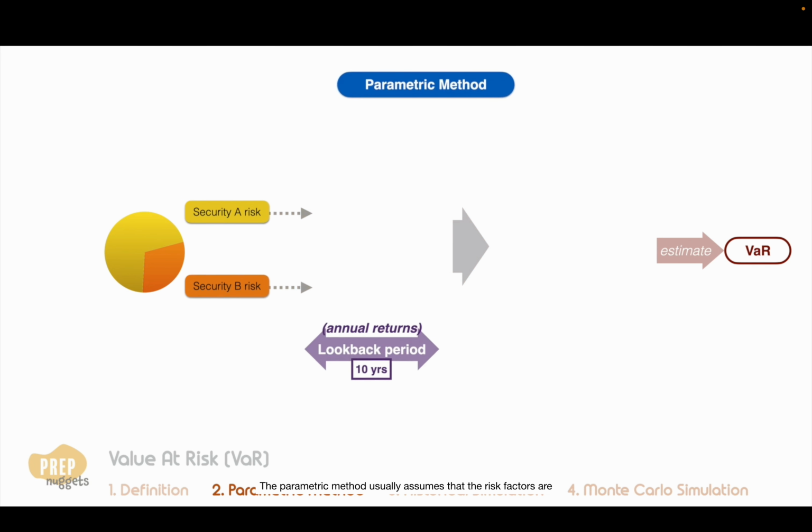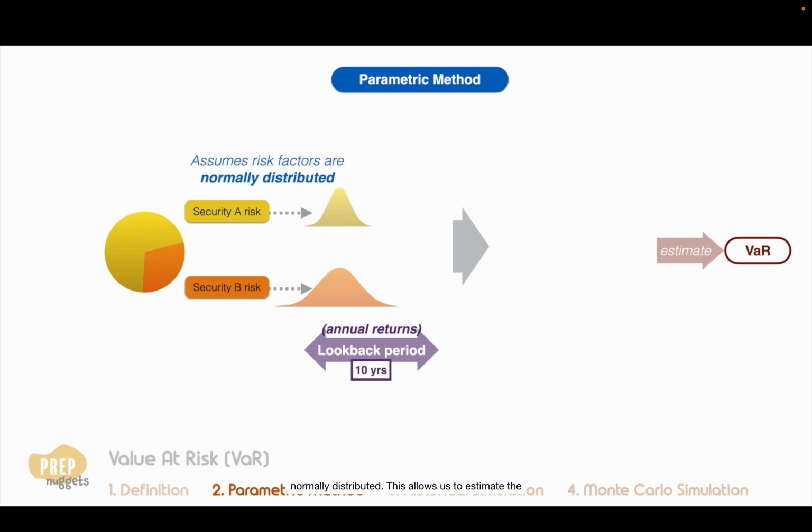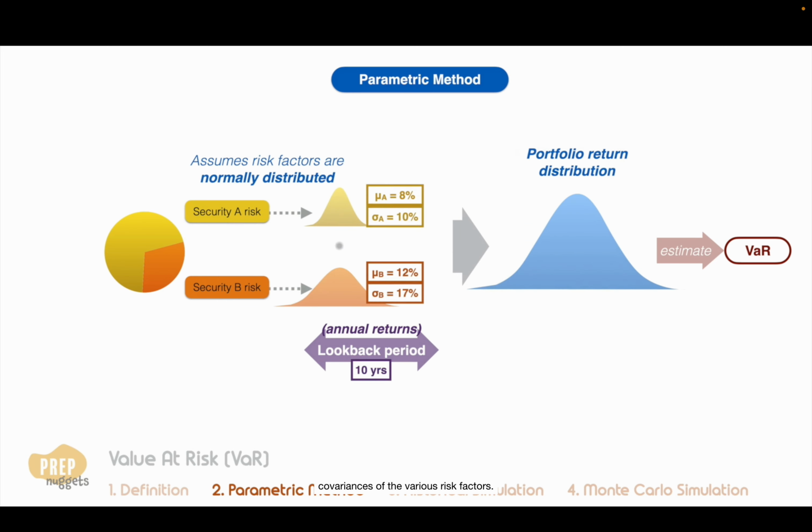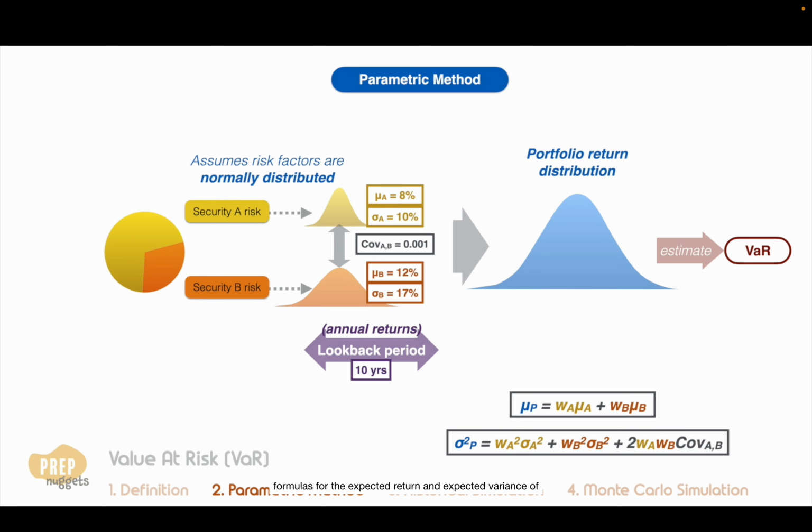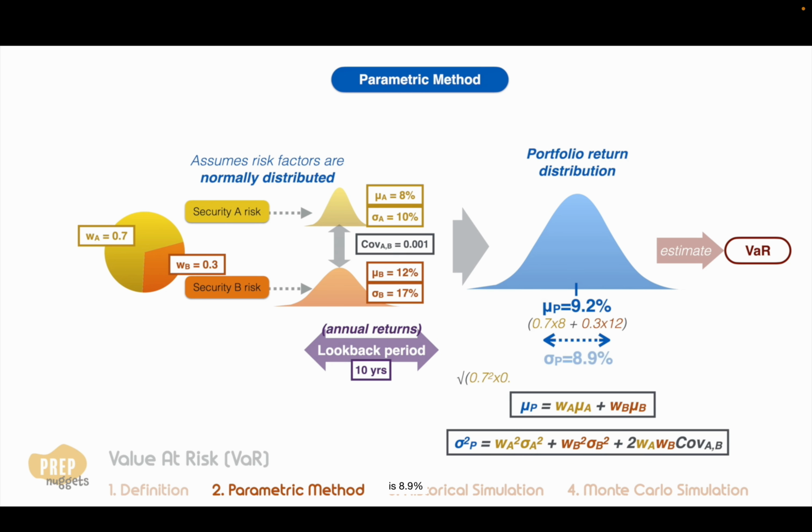The parametric method usually assumes that the risk factors are normally distributed. This allows us to estimate the risk of the portfolio based on the means, variances, and covariances of the various risk factors. If you recall from level 1, these are the formulas for the expected return and expected variance of a two-asset portfolio. So let's say these are the means and standard deviations of daily returns for the two stocks and their weights, and the covariance between them is 0.001. The mean annual portfolio return would be 9.2%, and the standard deviation is 8.9%.